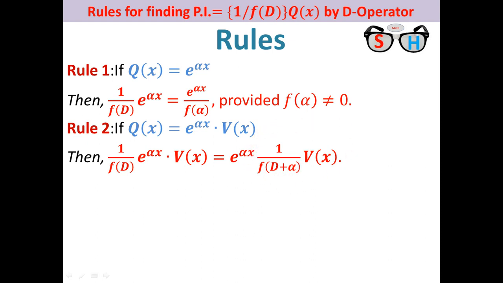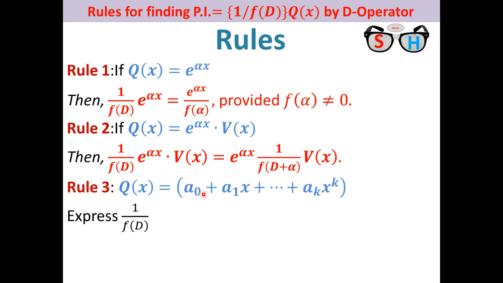Okay, now in rule 3 we consider a polynomial of degree k. Here is a kth degree polynomial. This is Q(x). In the particular integral, what will be the particular integral? For this purpose we have to express 1 by f(D) as an infinite series. You see that if we differentiate that polynomial of degree k, then up to the (k minus 1)th order derivative will be a function of x and the kth order will be constant, and after that the (k plus 1)th or (k plus 2)th order derivative must be 0.